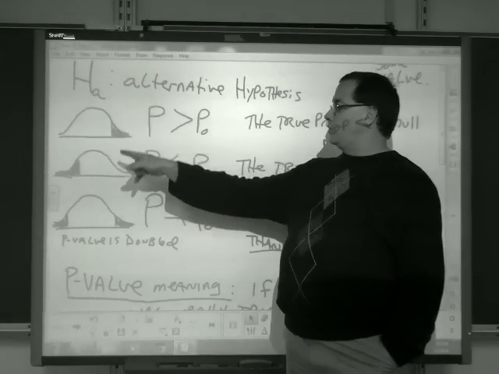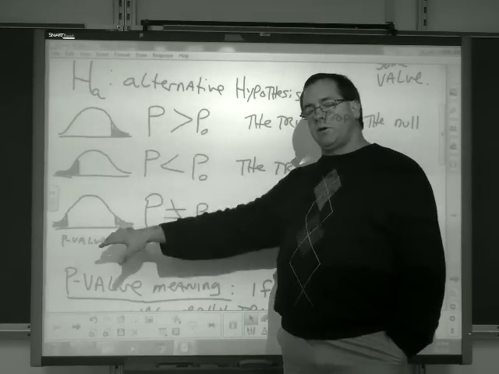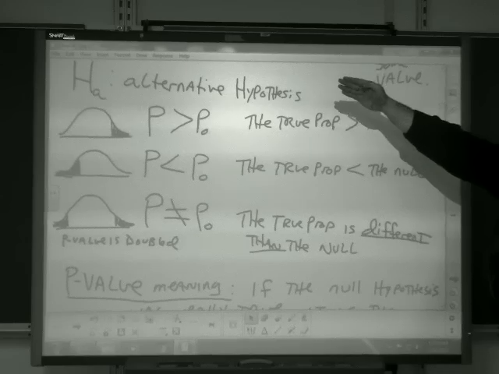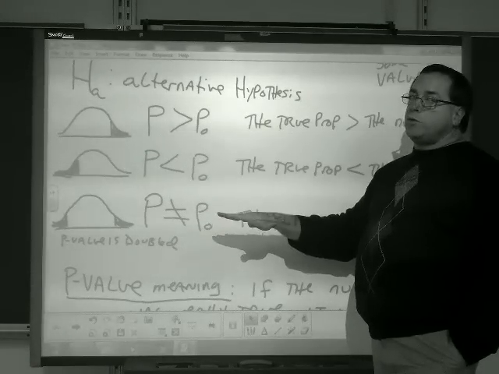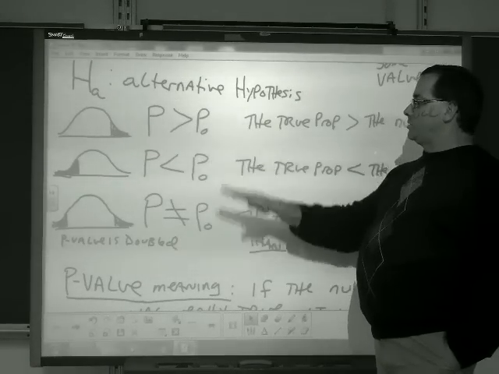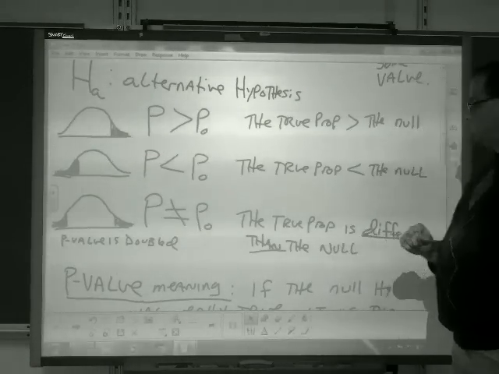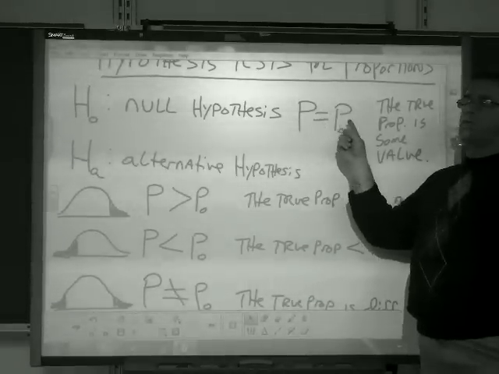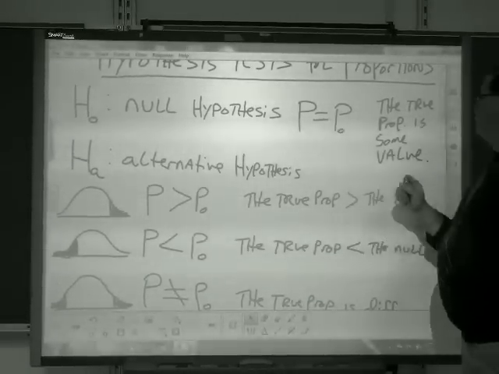These graphs, you can draw them, but I'll explain them more when we get back to class. So I have 3 alternatives. You're only going to use one of them when you do the problem, but here's your choices: greater than, less than, or different than. The null will always be that it's equal to some value. Okay?